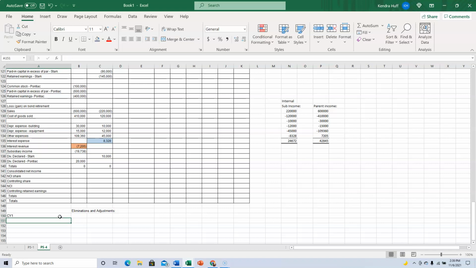CY1, so that's going to be sub income, which was 19,738. And our investment start.